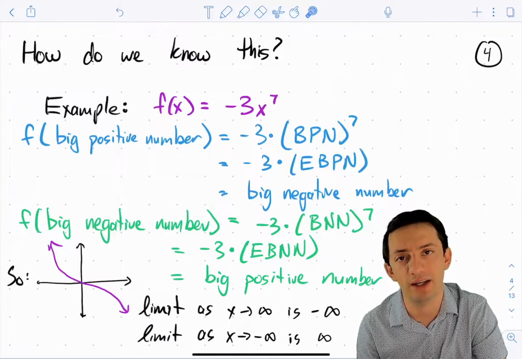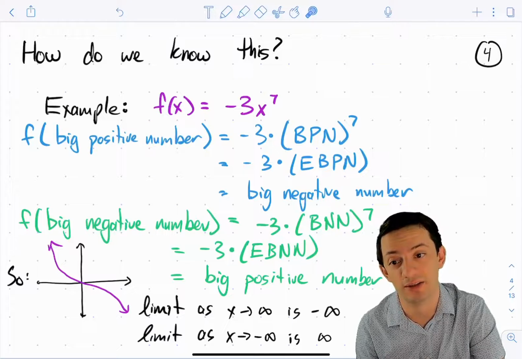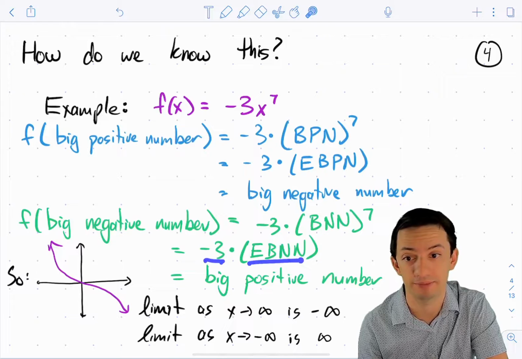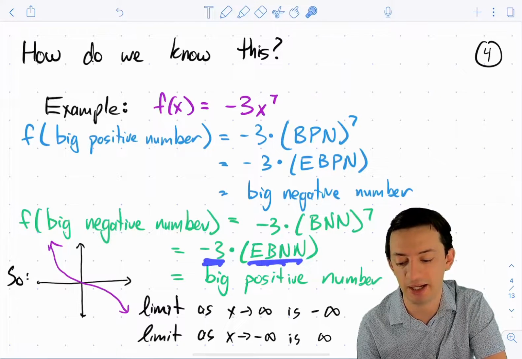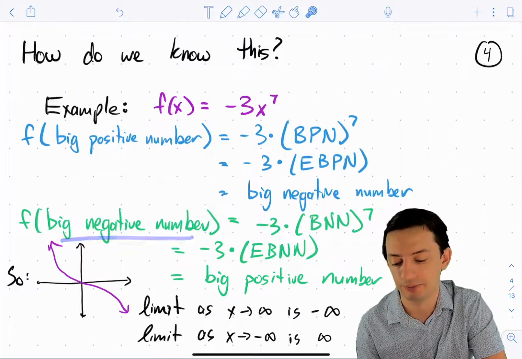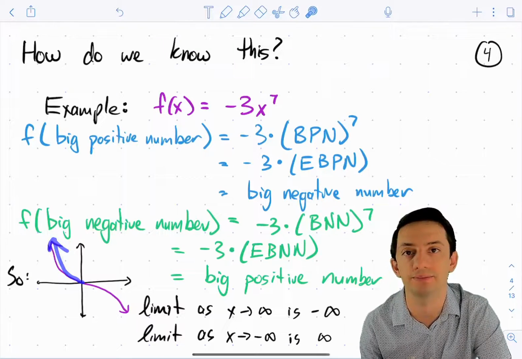If you have a negative and you raise it to the 7th, it stays negative because that's an odd number of negative signs. So we get negative 3 times an even bigger negative number. And that means we have a negative times a negative, which makes a big positive number. So plugging in a big negative number means I get a big positive number, and that tells me as I go off to the left, I go to infinity.